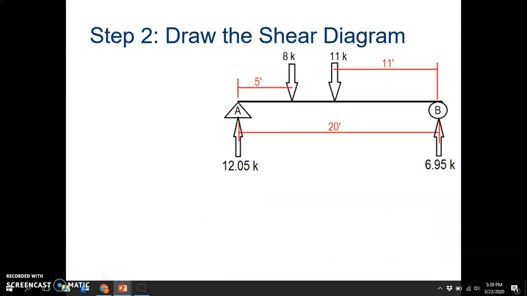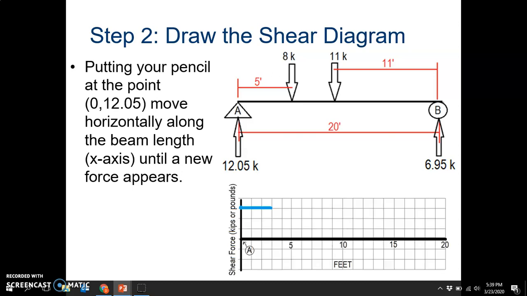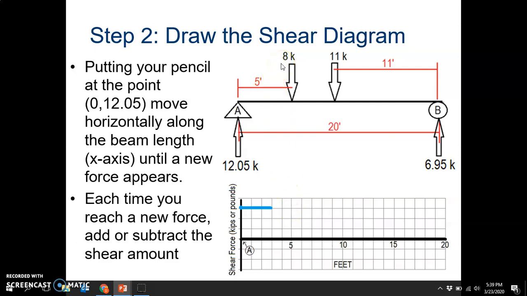Okay, so we will put your pencil at the point 0, 12.05 and move horizontally until a new force appears. So I'm at 12.05 and nothing's happening, nothing's happening. Oh, boom, right here at 5, something happens. What happens? I have a shear force pushing down of 8 kips.